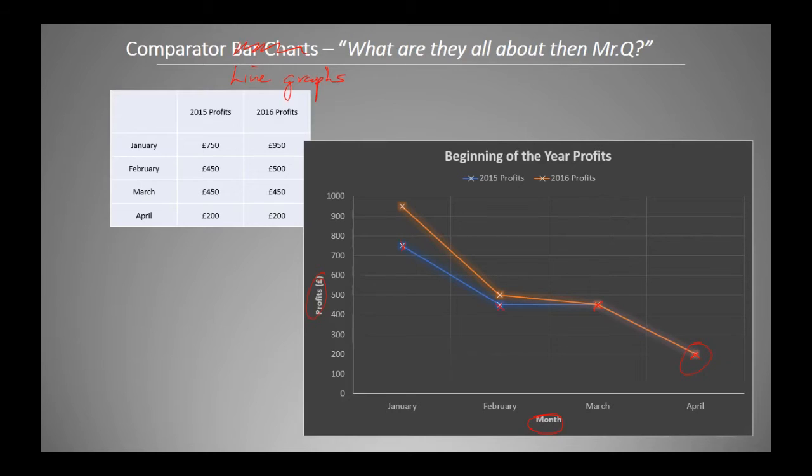It shows the trend. So we're not comparing directly. We are seeing the trend. How is it changing? Not a one-off comparison as in the comparator bar chart.